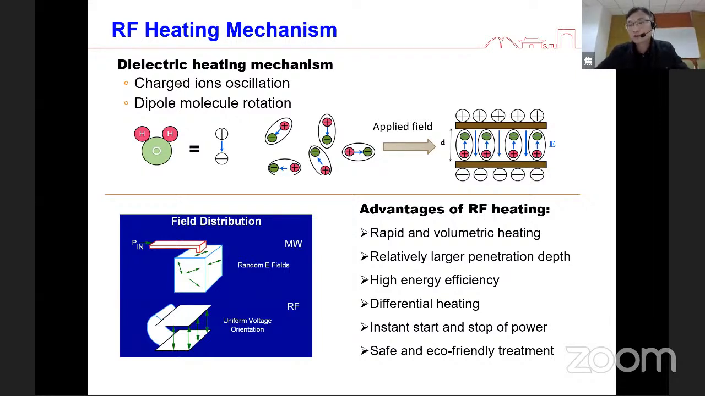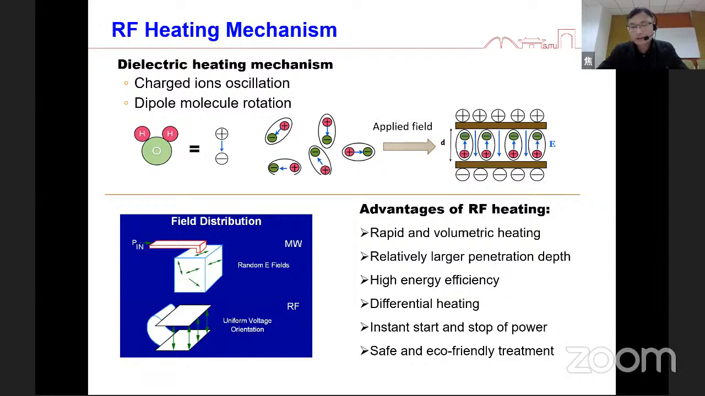As we know, for the conventional heating method, heat is transferred by convection or conduction from the outside layer to the inside. So it takes a relatively long time from the surface to the inside of the food materials, and it would obviously cause non-uniform heating. So this is the unique heating characteristic of RF heating and microwave heating: rapid and volumetric heating. And this is a brief introduction to the RF heating advantages.